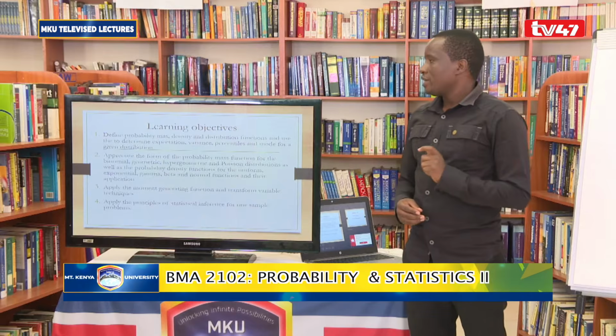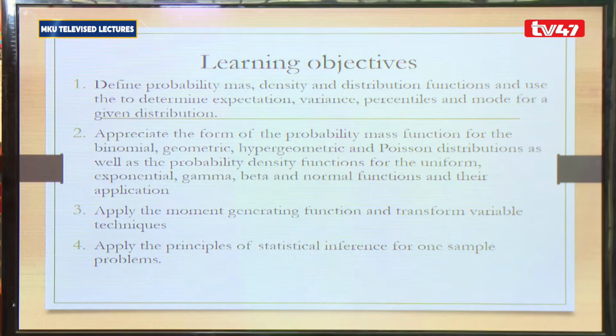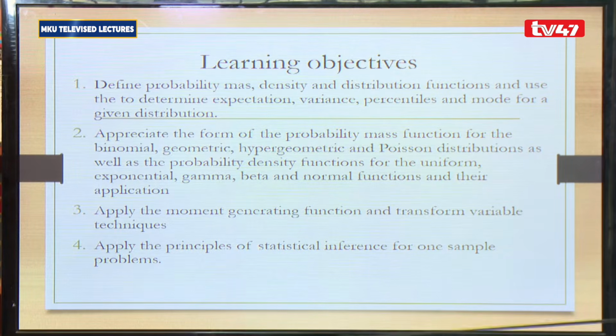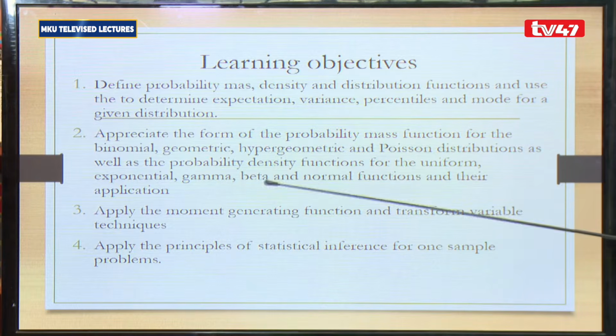Number two, we expect you to appreciate the form of probability mass functions for the binomial, geometric, hypergeometric, and Poisson distributions, as well as the probability density functions for the uniform, exponential, gamma, and beta, including the normal functions. We notice that there is a difference between the first list of distributions, which are discrete distributions, and the other list, which is composed of continuous distributions. We are going to look at the difference between discrete and continuous distributions.